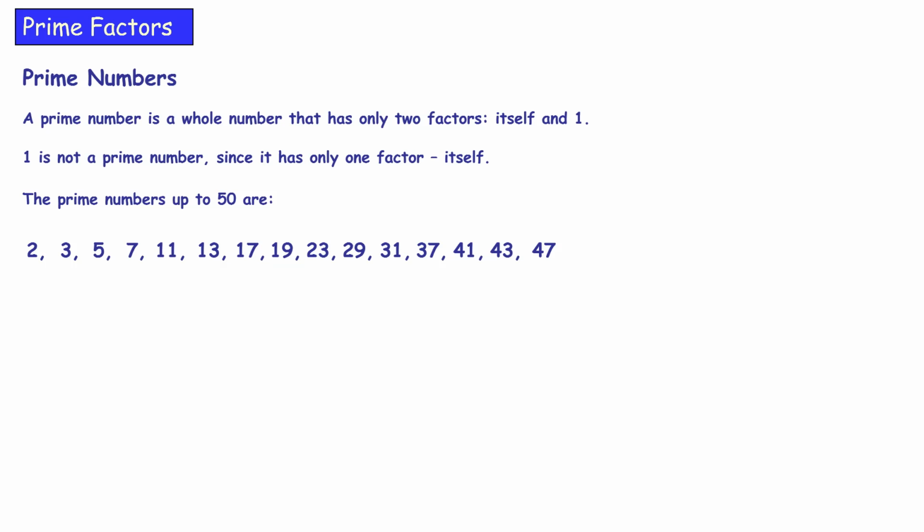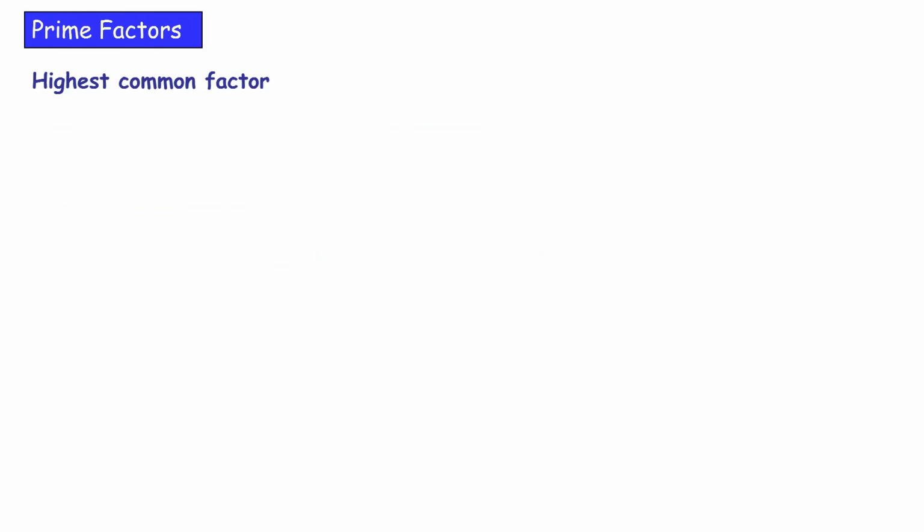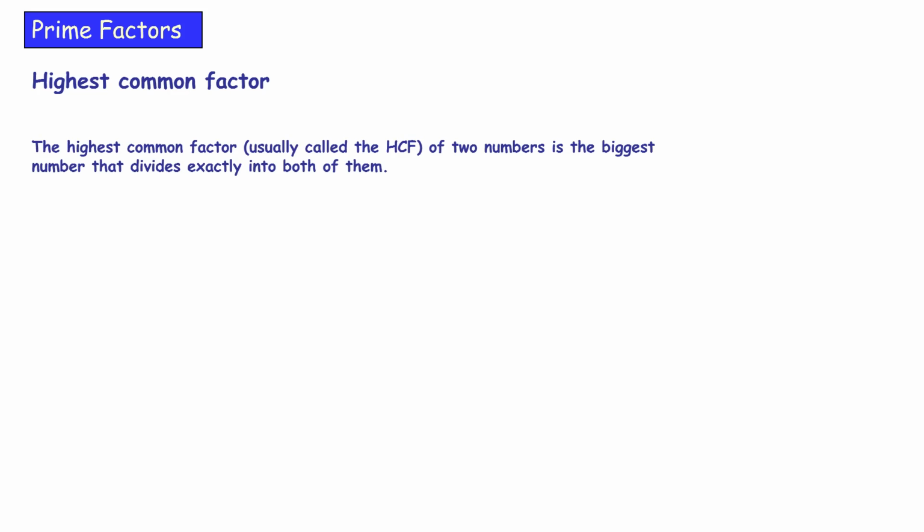Let's look at what the highest common factor means. A factor is a number that goes into another number. Okay, so that's what factors mean. They can divide into another number without any remainders. The highest common factor of 2 numbers is the biggest number that goes into both of them.